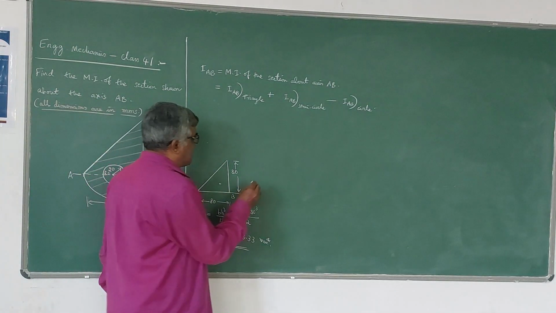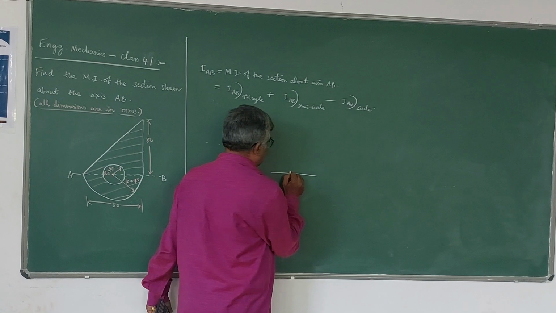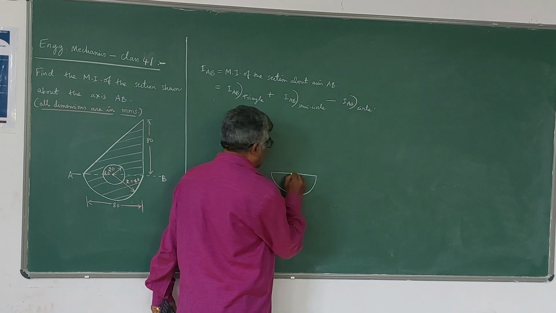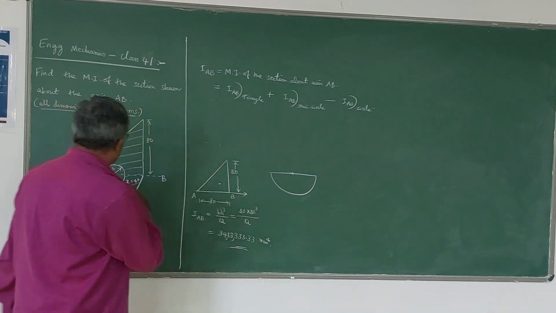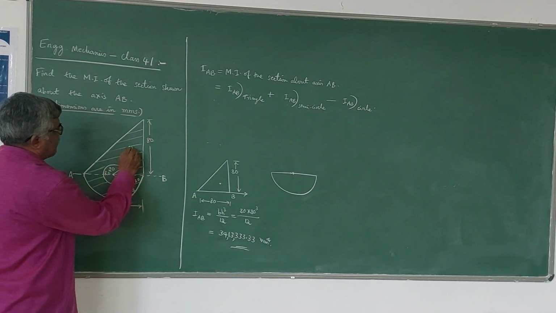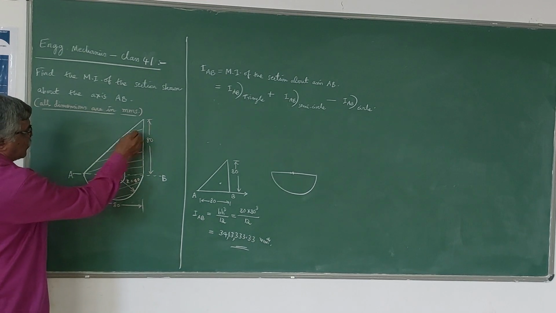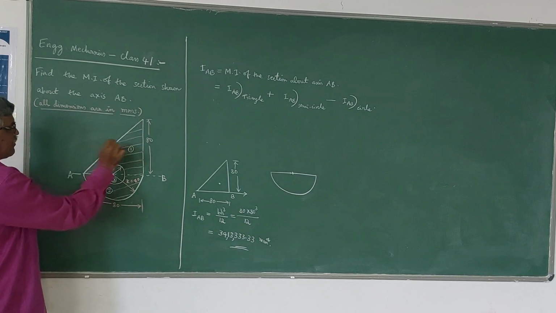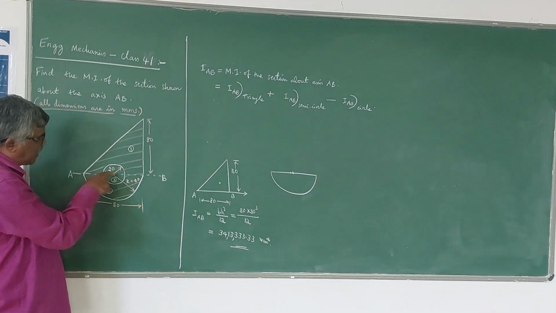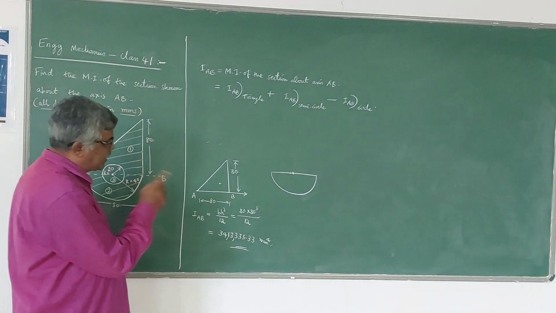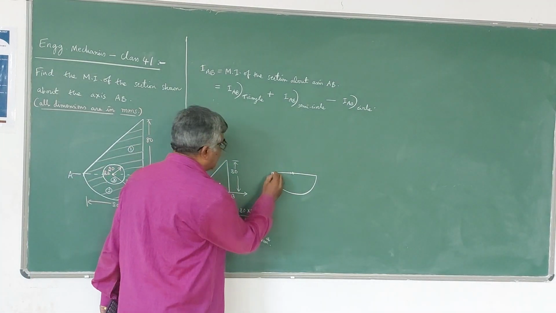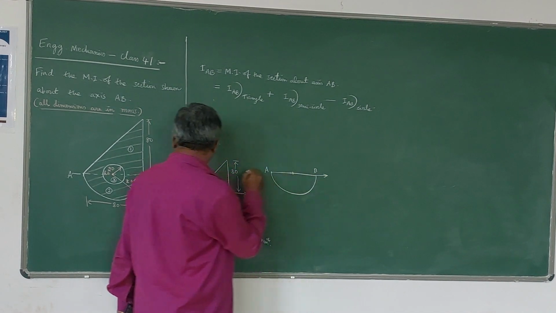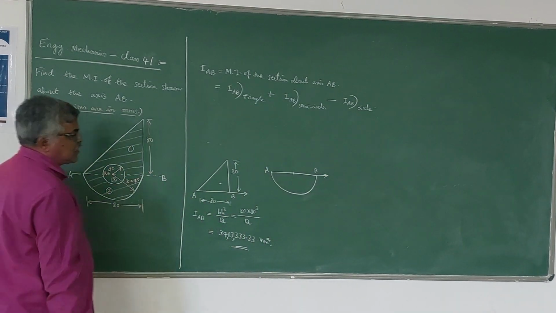Next I will take the semicircle. If you observe the diagram, if you add the area of the triangle and the semicircle, and then deduct the area of the circle, you are going to get this composite area, that is the shaded area. So 1 is triangle, 2 is semicircle, 3 is circle. So area A1 plus area A2 minus area A3 gives the area A. Here also this AB is nothing but the diameter axis.